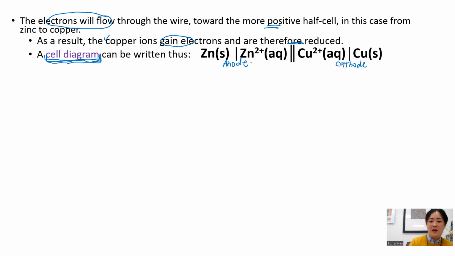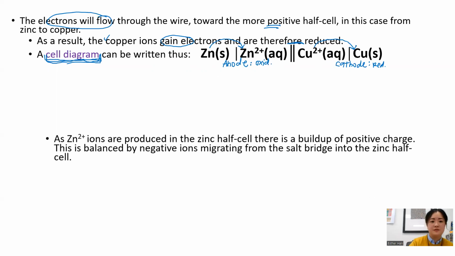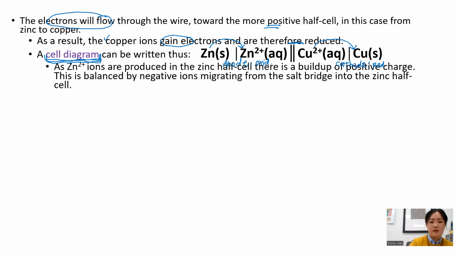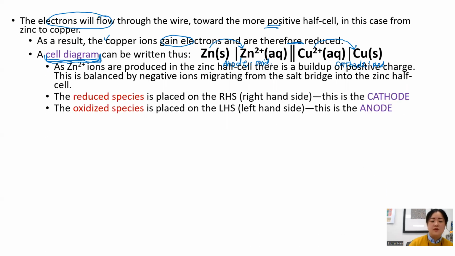And remember, at the anode we have oxidation occurring here, the loss of electrons, zinc turning into zinc 2+. And at the cathode, we have reduction happening here. We have the gain of electrons. So copper 2+ plus 2 electrons will turn into copper solid. So this is just describing what we just talked about.